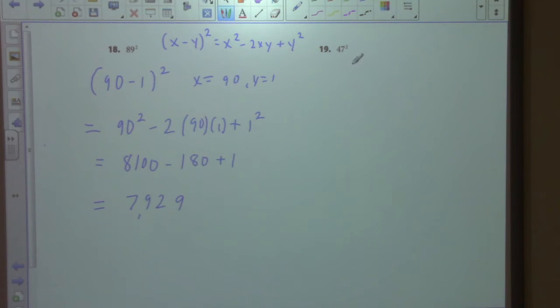Okay, what I want you to do is to do number 19 similarly, but what I want you to do is I want you to let x equal 50 and y equal 3, and use the same type of identity. Can you do that? Then I'm going to call on somebody in the wheel in another minute.